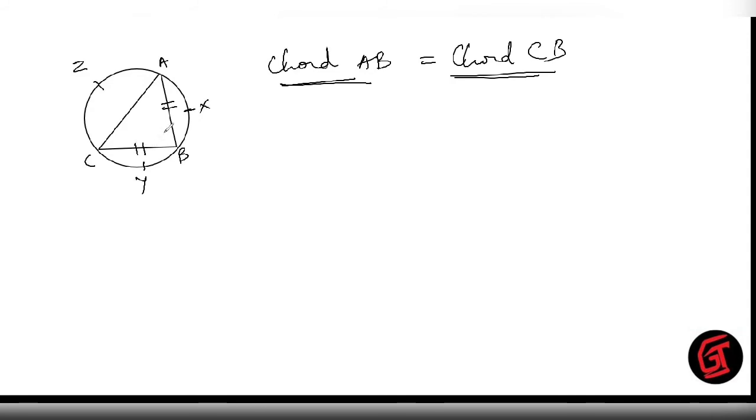So what is the arc opposite chord AB? The arc opposite chord AB is this arc, arc AXB. So the measure of arc AXB will also be equal to the measure of arc CY. I hope you all understood. If two chords are congruent, then the arcs which correspond to them are also congruent.